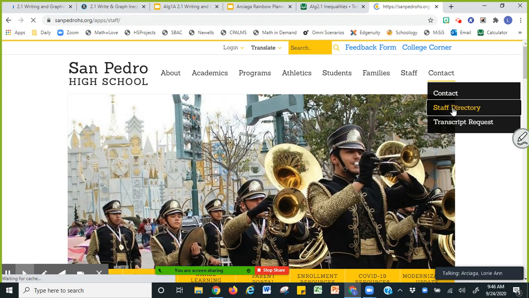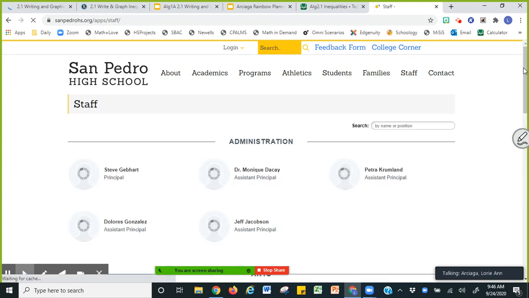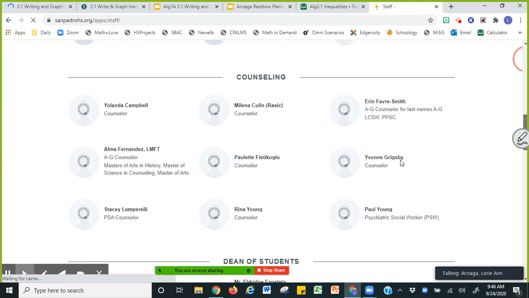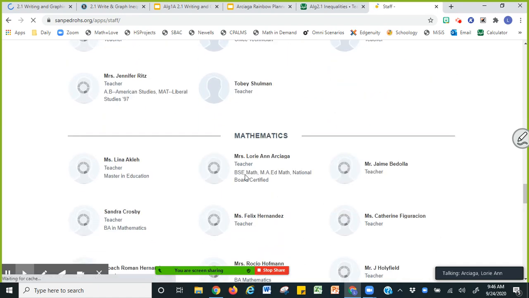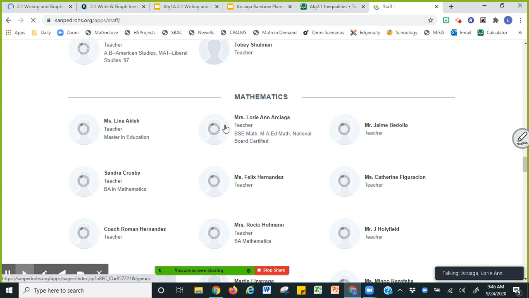I will also send you a Remind message and Schoology message on this one. If you go to staff directory, you will see everybody from San Pedro High School. Now you look for the math department. They are not grouped by magnet or anything like that, but by department. It says Mathematics, and my name is right underneath the department label. If you click on my name, it will show you my page. This is loading very slow, but here you go.